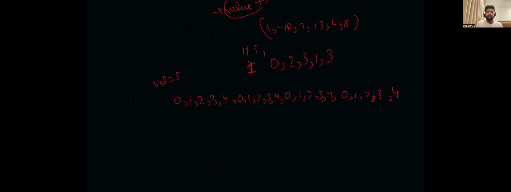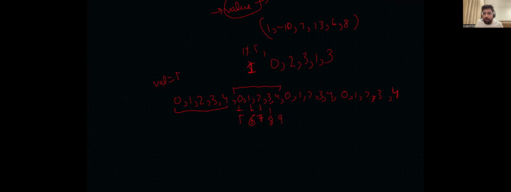See, this is 0, 1, 2, 3, 4. I will leave this group as it is. Then I will add a 5 to the next group. 0 plus 5 is 5, 1 plus 5 is 6, 2 plus 5 is 7, 3 plus 5 is 8, 4 plus 5 is 9. Then the next group.